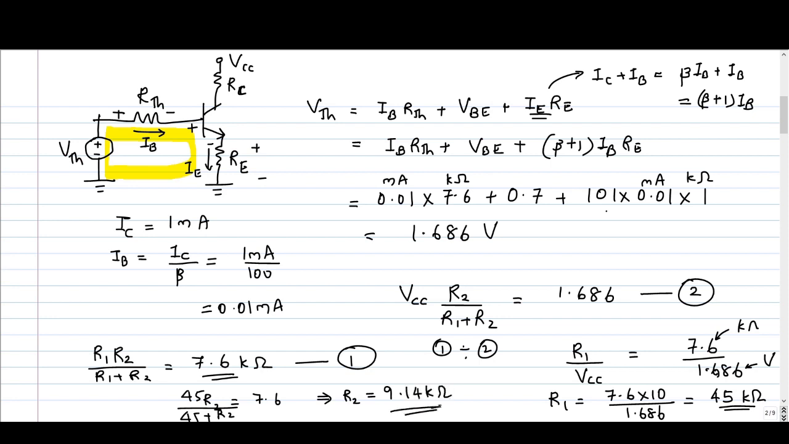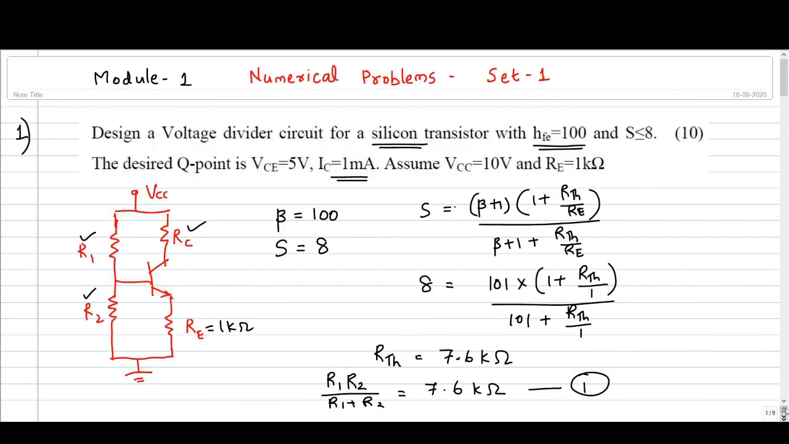So we got R1 from here and you substitute back the value of R1 in equation 1, you will get the value of R2. So we solved for R1 and R2. So these two resistances are now available. R1 is 45 kilo ohm and R2 is 9.14 kilo ohm.